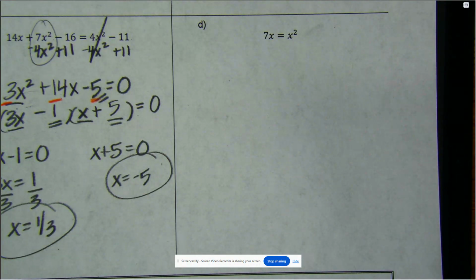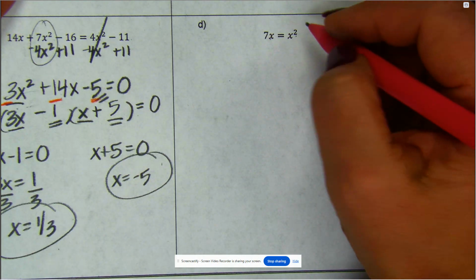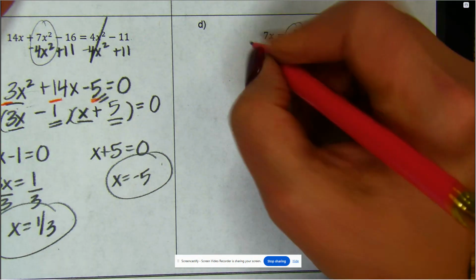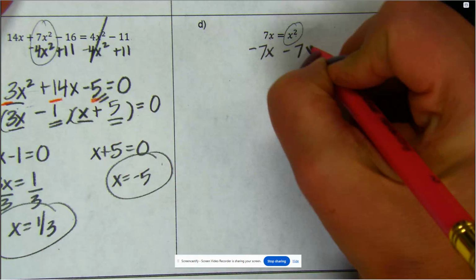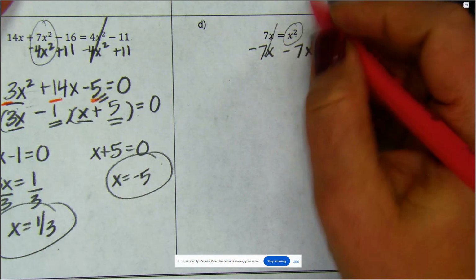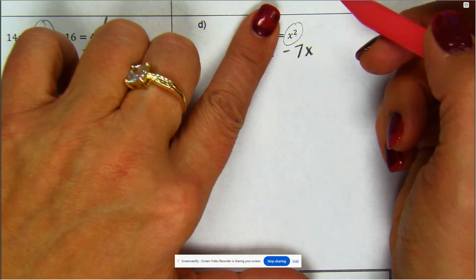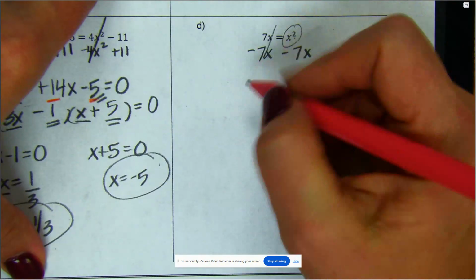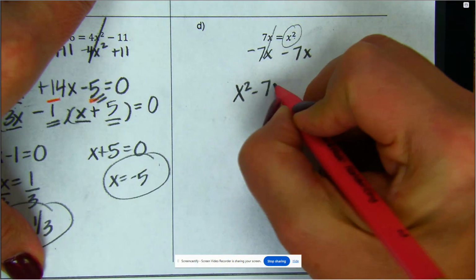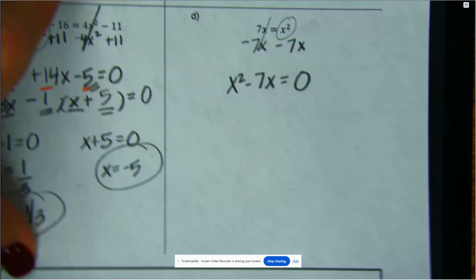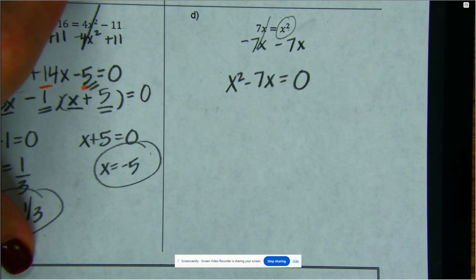Again, this is a quadratic. I have an x squared and an x. There is no way to combine and get x alone when you have an x squared and an x unless it is by multiplication, right? By factoring. So I'm going to get everything on one side. I don't like my x squared negative, so I'm going to bring this over here. Right? And now that's 0. But I like writing my 0 on the right-hand side, so I'm going to go x squared minus 7x equals 0. Okay, that's kind of an interesting one.